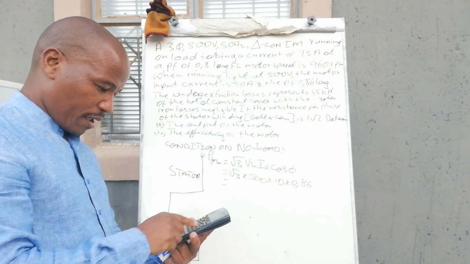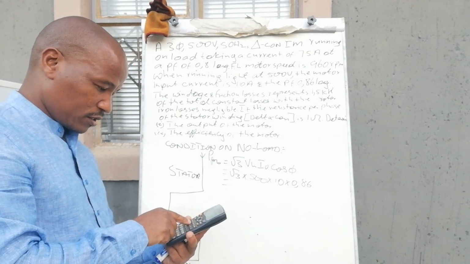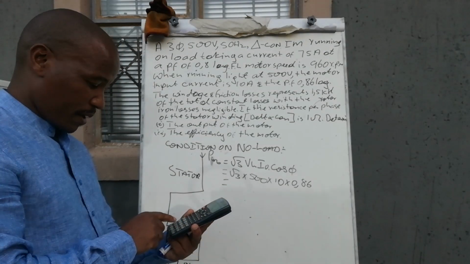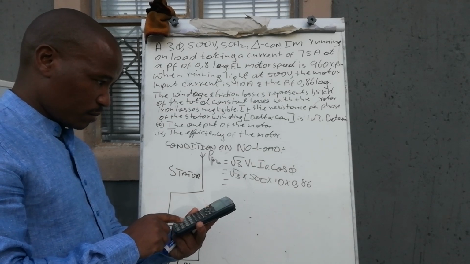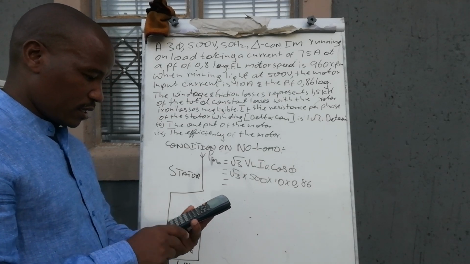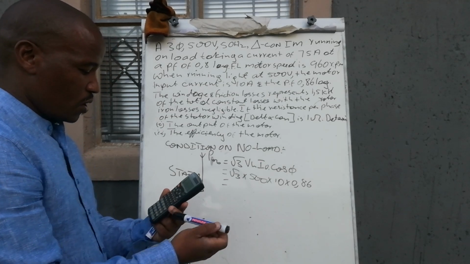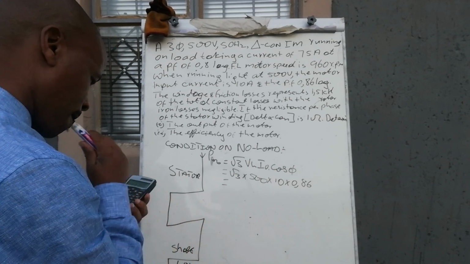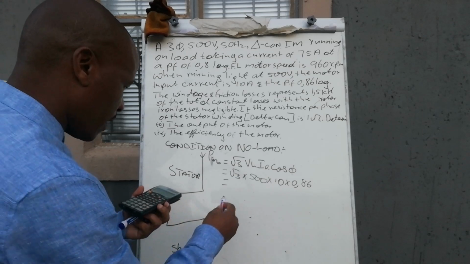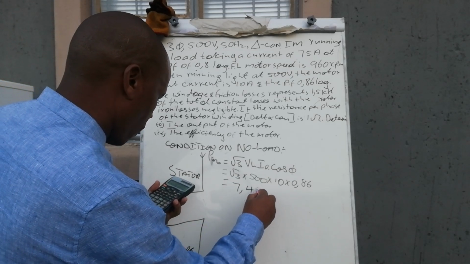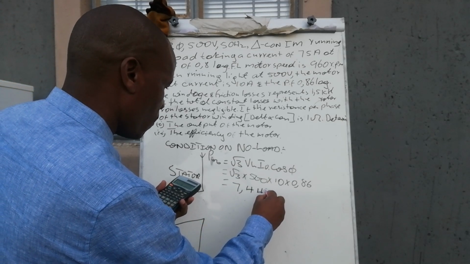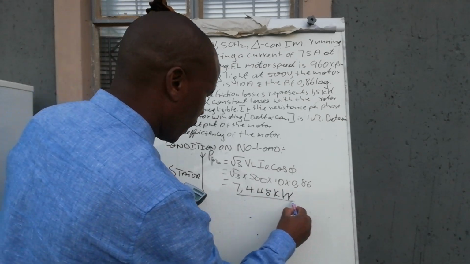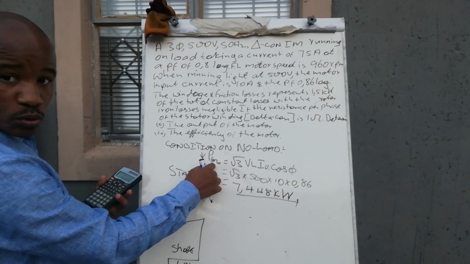√3 multiplied by 500 multiplied by 10 multiplied by 0.86 is equal to 7.448 kilowatts. This is on no load.